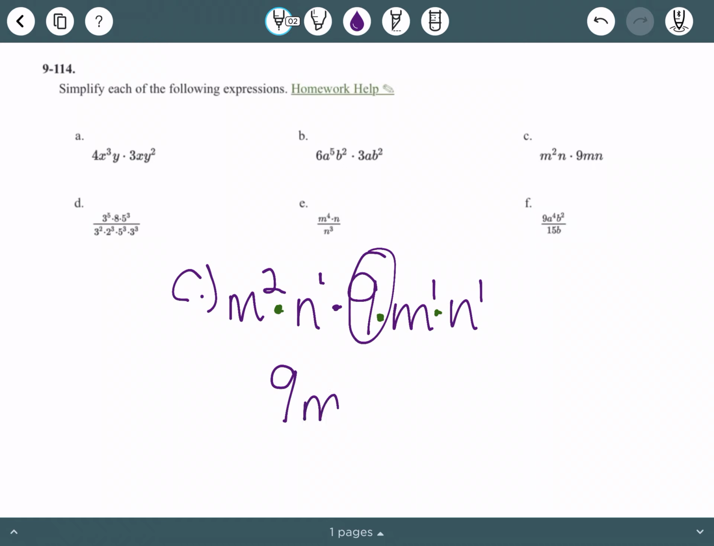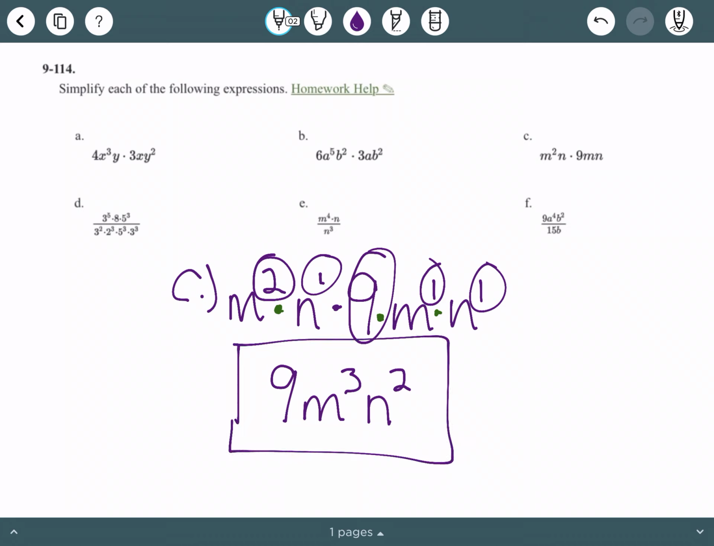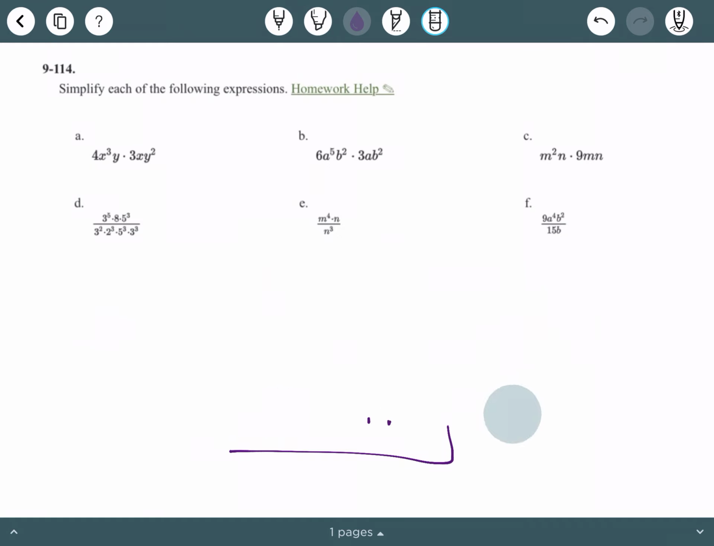And then we have m to the 2 plus 1, so that's going to give me m to the third, and then n to the 1 plus 1, which is going to give me n to the second. So again, here is our simplified expression for part C. You want to make sure that you have all parts of that written down. And we'll go ahead and take a look at D.